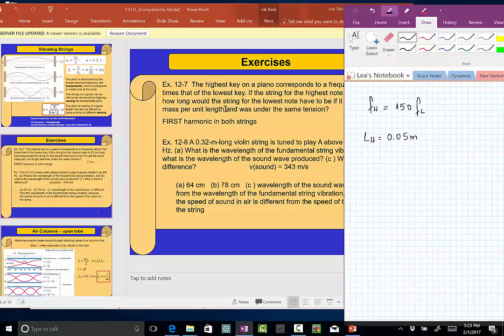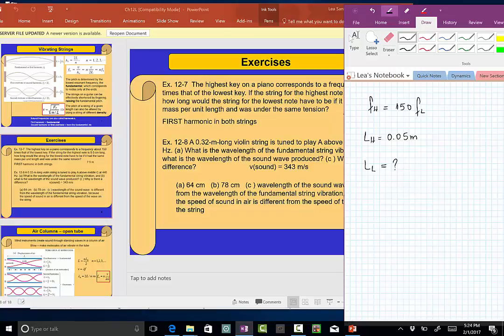So the question is, what should be the length for the lowest one if I want to keep the same density? If I don't want to play with different strings, I just want to keep the same density, I will just play with the length. So how long would this string be that has low frequency?